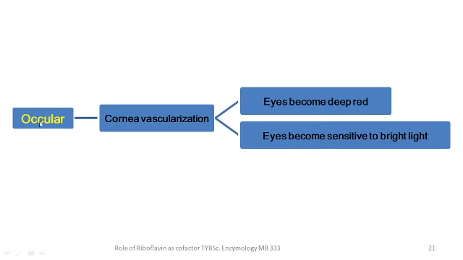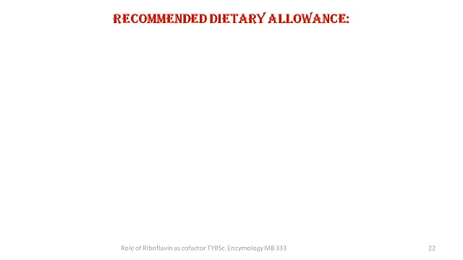The ocular symptoms include cornea vascularization, that is, bleeding in the cornea. So the eyes appear to be deep red, very frequent reddening of the eyes, and the eyes become very sensitive to bright light. Bright light cannot be tolerated, and so the eyes keep on adjusting themselves to the bright light, and so we can see a person blinking his eyes very often.